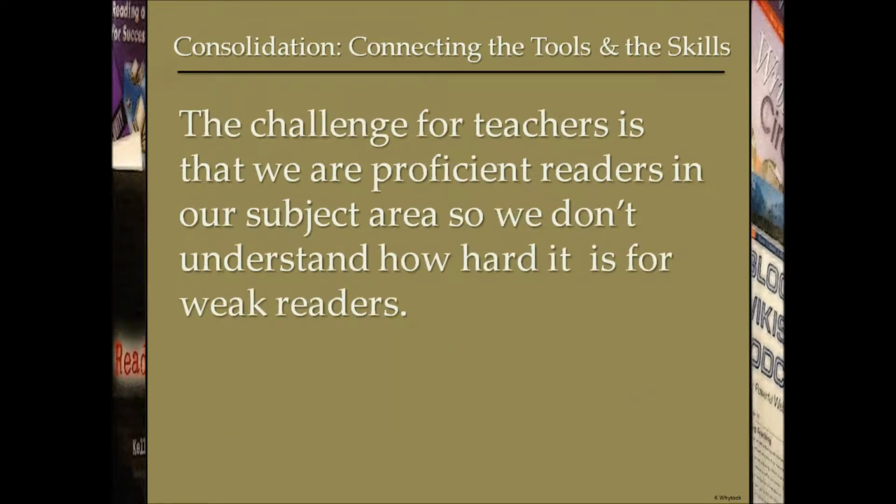The challenge for us as teachers is that we're proficient readers, right? We're university graduates. We're expert readers. In our subject area, we don't understand how hard it is for the weak readers. I can read Shakespeare. I can read a poem. I'm an English teacher. I'm a math teacher. I can read this math text. How come you can't? Right? It's a challenge for us to step back and become that non-proficient reader and see the world through their eyes.